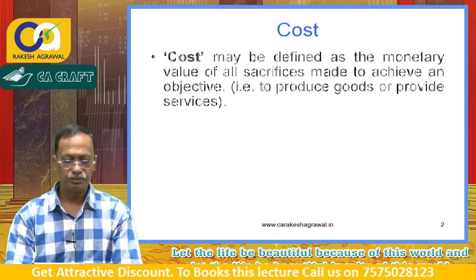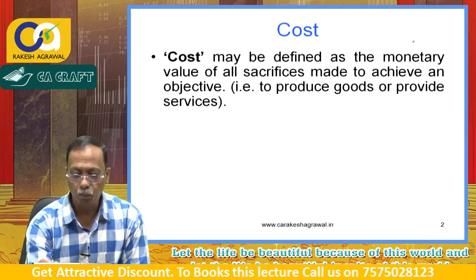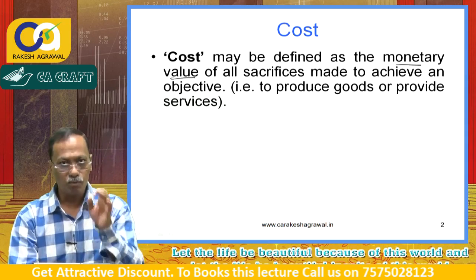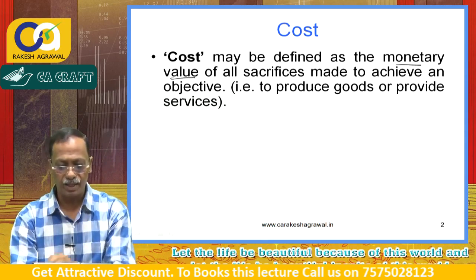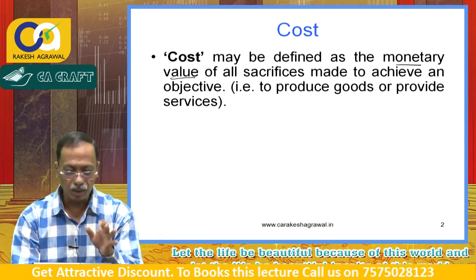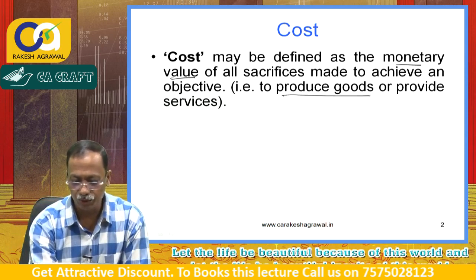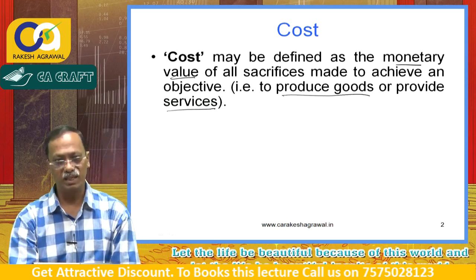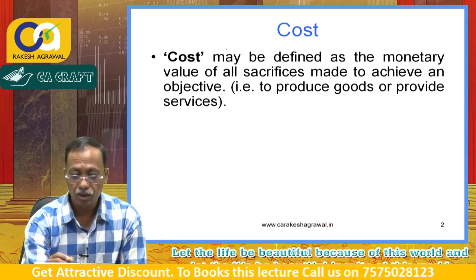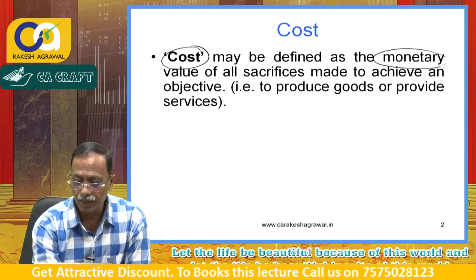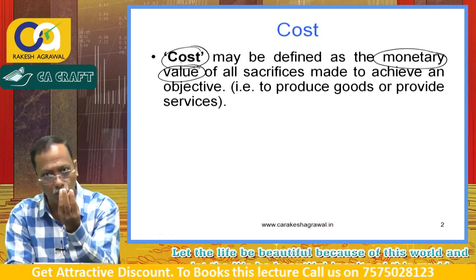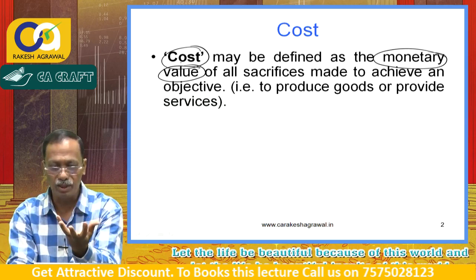Cost may be defined as the monetary value of all sacrifices made to achieve an objective. And what is that objective? The objective is either to produce the goods or to provide services. Now let us break this definition into parts. First of all, cost is monetary value. Naturally, we measure cost in rupee terms, in money terms. So cost is always in monetary value.